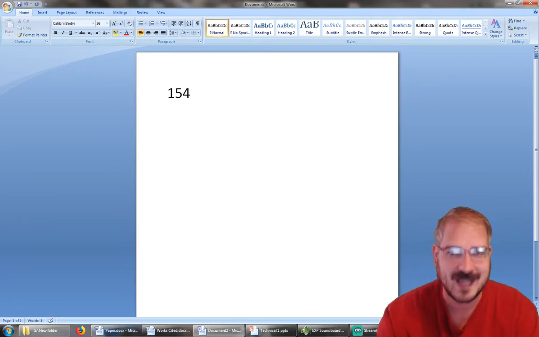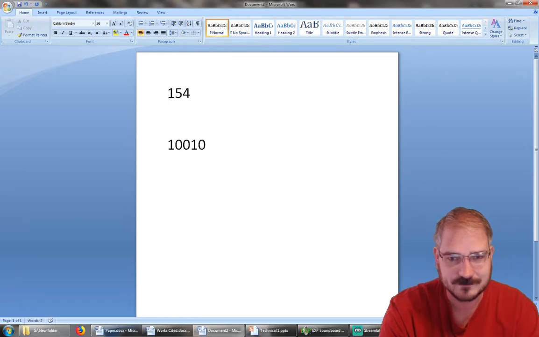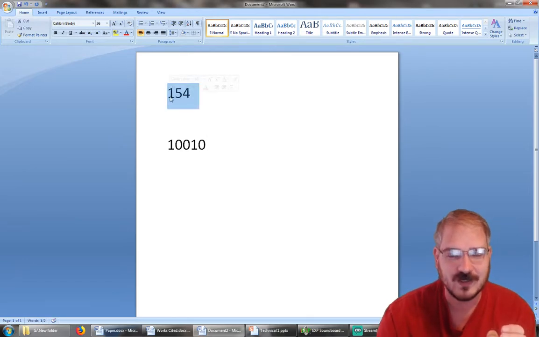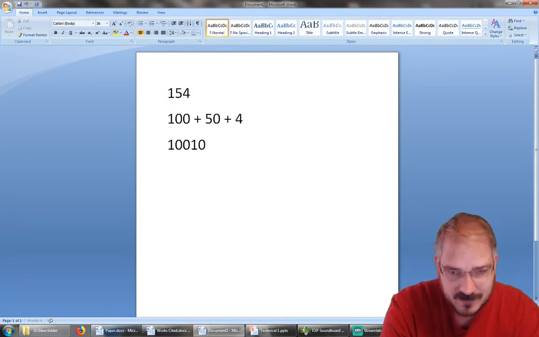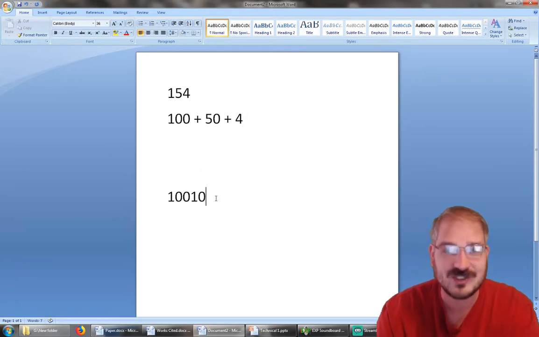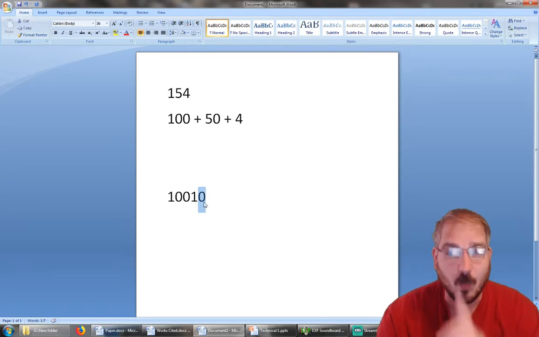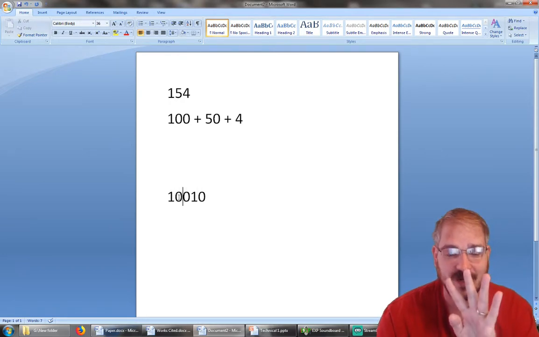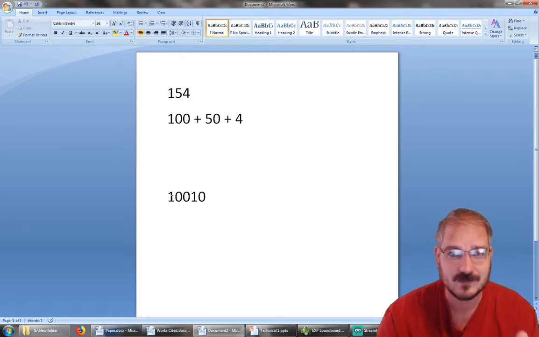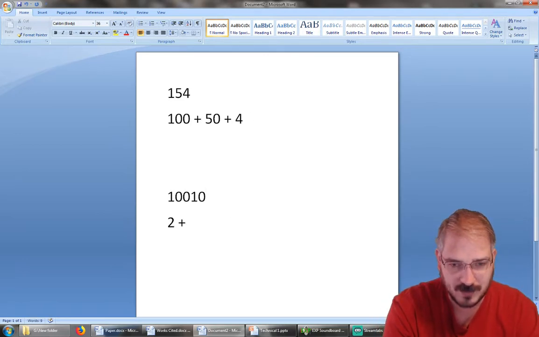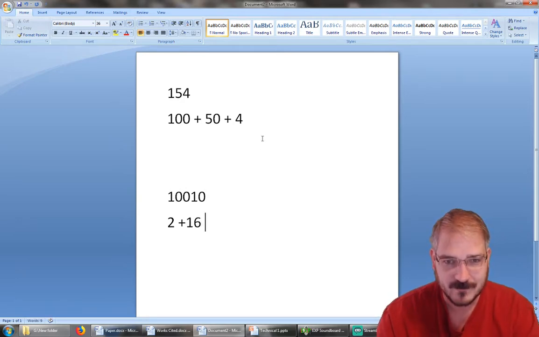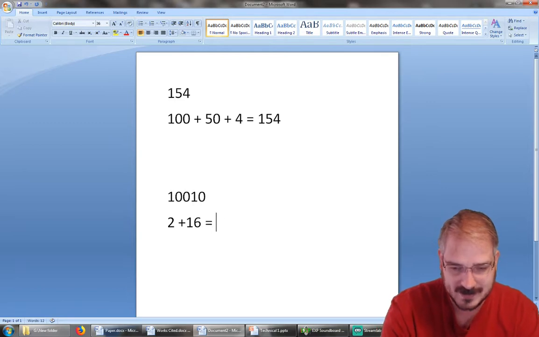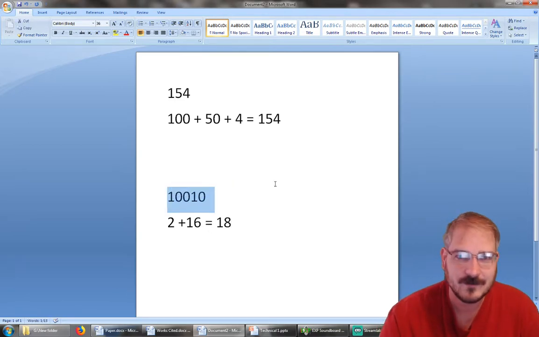But with binary, we don't use base 10, we use base 2. So let's do a number like this, okay? We're going to do the exact same process, but instead of 100 plus 50 plus 4, we're now working in binary, which is base 2, okay? So we have a 0 in the ones place, but a 1 in the twos place, a 0 in the fours place, a 0 in the eights place, and a 1 in the 16ths place, okay? So instead of 100 plus 50 plus 4, we have 2 plus 16. So 2 plus 16 equals 18. So this right here is the number 18 in binary. Does that make sense?